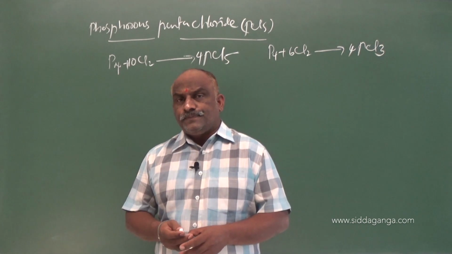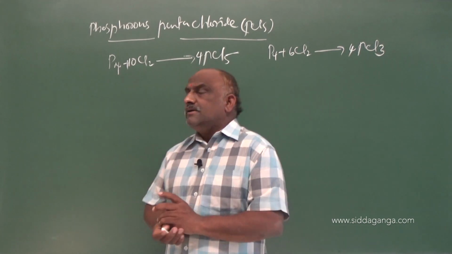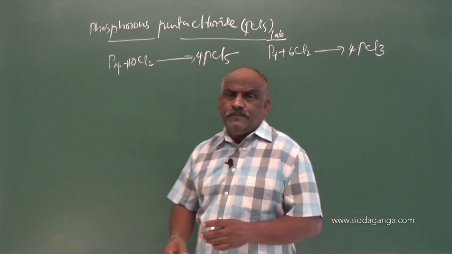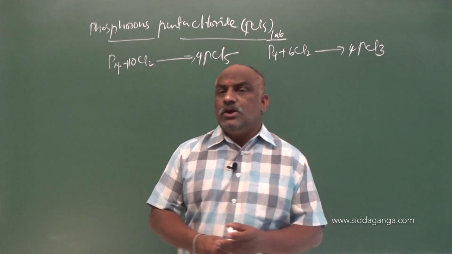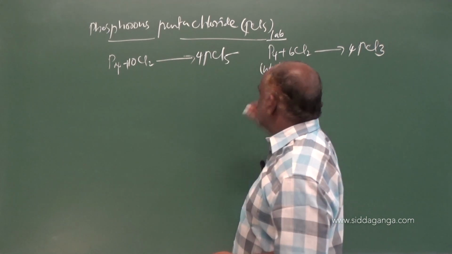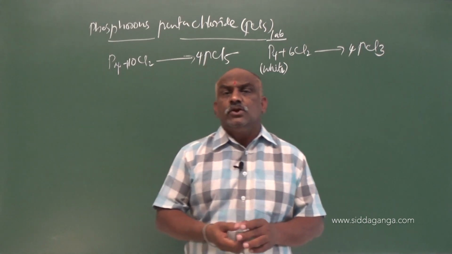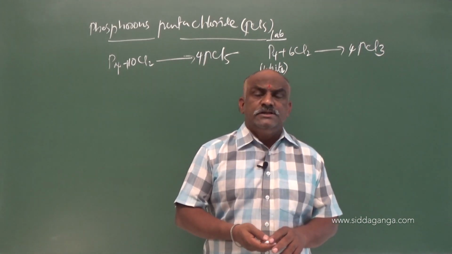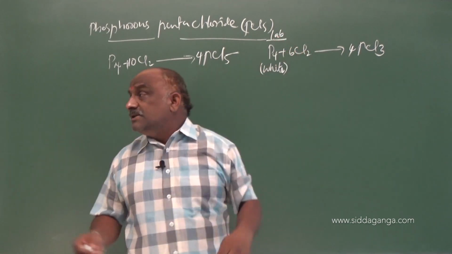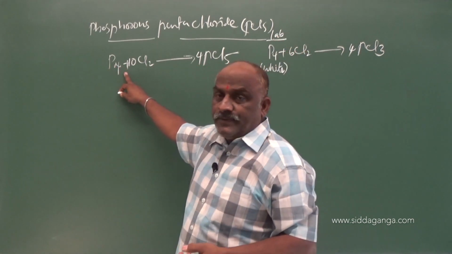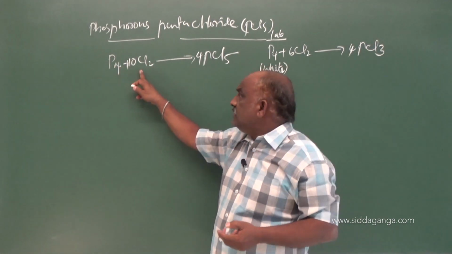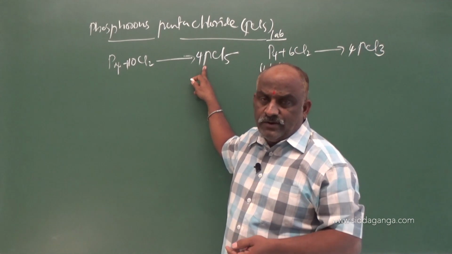And here I already said that this preparation is the laboratory preparation of phosphorus trichloride, and in this example we can use white phosphorus. White phosphorus is treated with chlorine to give rise to phosphorus trichloride. So this is a simple preparation. P4 plus 10 Cl2 gives rise to 4 PCl5.